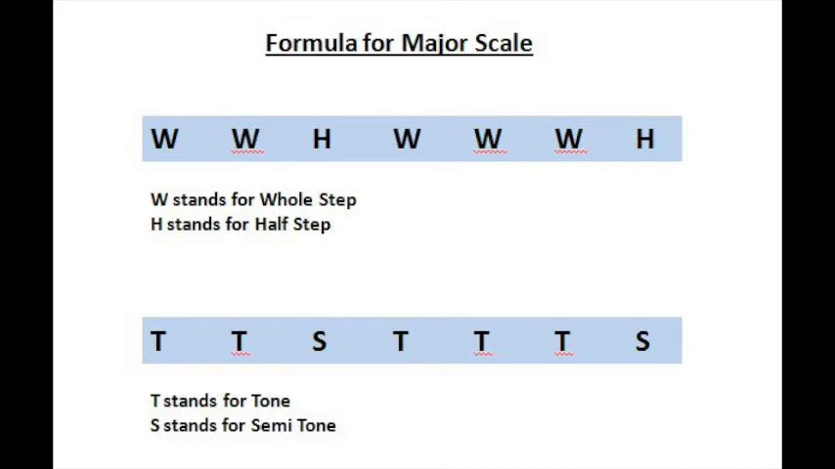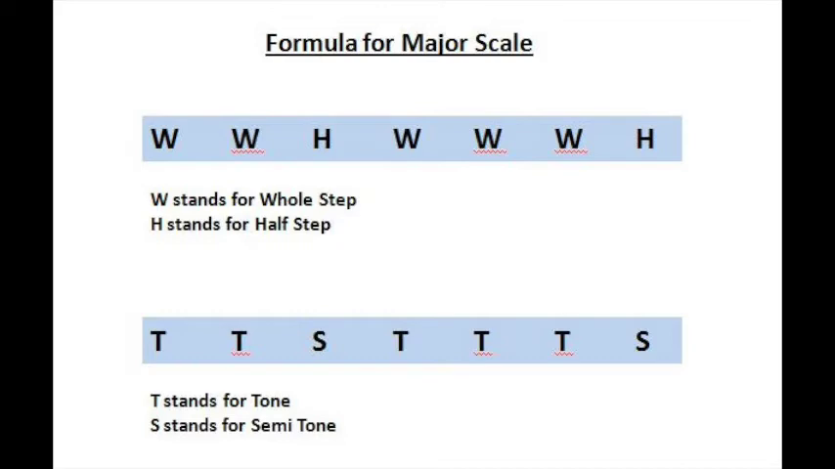Just like the diagram states, the W stands for a whole step. The H stands for a half step. And then at the bottom, we have the letters T, T, S, T, T, T, S. The T stands for a tone, the S stands for semitone. So depending on which of those two is easier for you to remember, they're exactly the same. So a tone is equal to a whole step. I like to use the whole step method, and this is for a guitar.